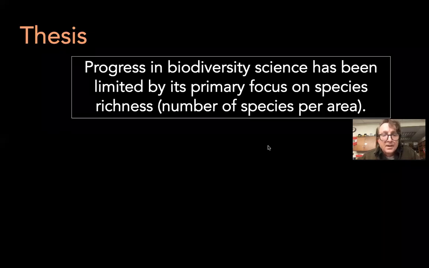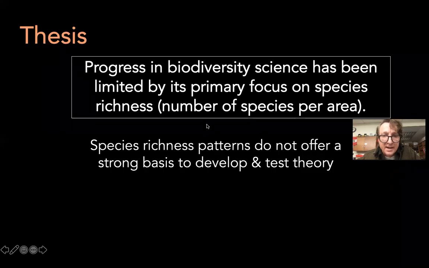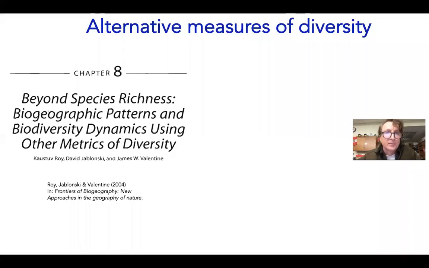All right. So if we step back from trait-based ecology, there's this overall thesis, or underlying big assumption, that progress in biodiversity science has been limited by the primary focus on species richness, that is, the number of species per unit area. Instead, we want to look at other patterns of species diversity that have a stronger basis to make a stronger link between diversity and ecosystem functioning. Okay, so alternative measures of diversity.